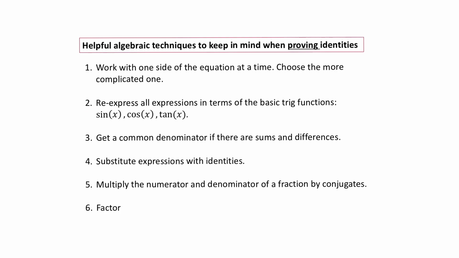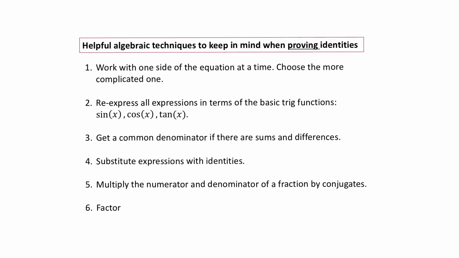Number 2 says that if you have expressions involving secant, cosecant, cotangent, think about re-expressing those expressions in terms of sine, cosine, and tangent. Number 3 says that if you have fractions, think about common denominators. Number 4 says that if you can apply any of the identities that you already know, like Pythagorean identities, reciprocal identities, you may want to use those identities to be able to do clever substitutions in order to simplify.